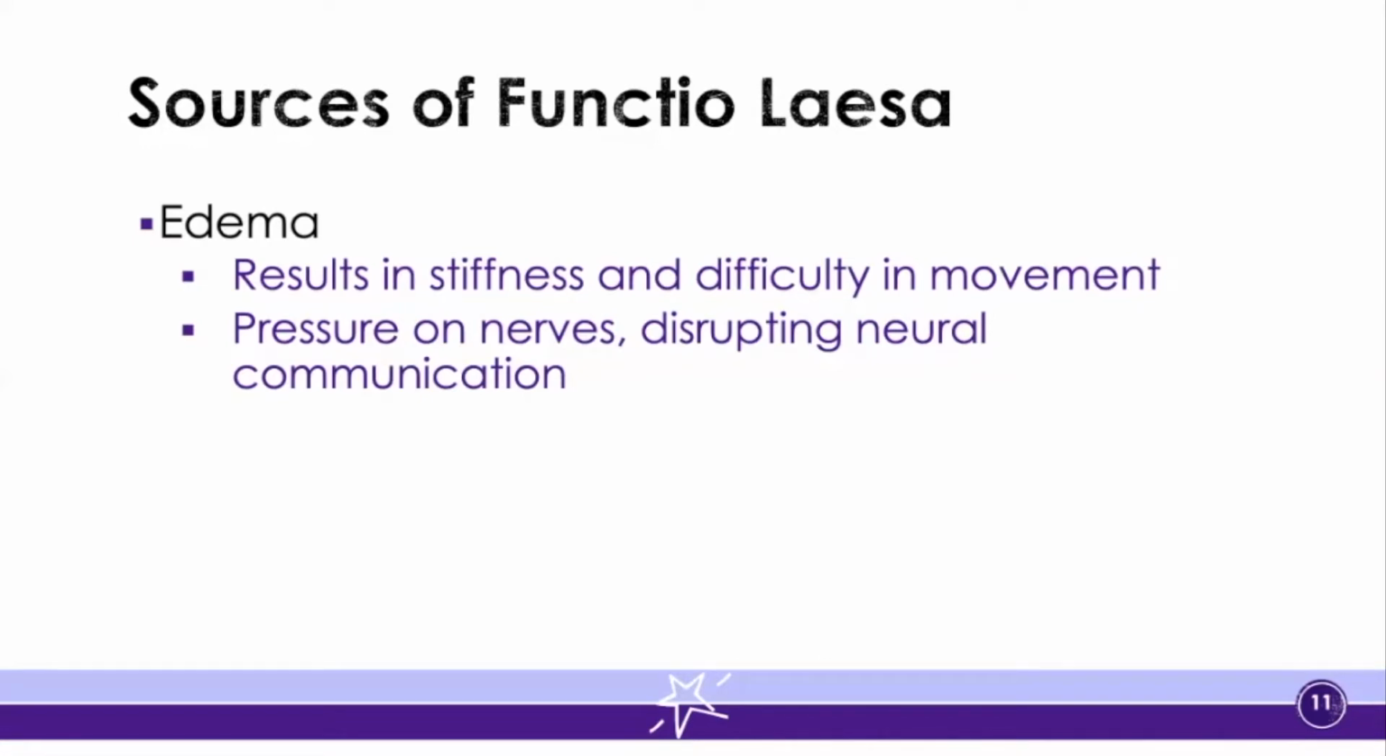Also, the pressure on the nerves themselves, on any efferent nerves that are coming through, which are our motor nerves that control movement, can also disrupt any kind of neural communication that's happening to come down towards muscle contraction. So if we are disrupting this communication from the brain to the muscles because of the pressure on the nerves, we're also going to experience some difficulty in movement because of that.